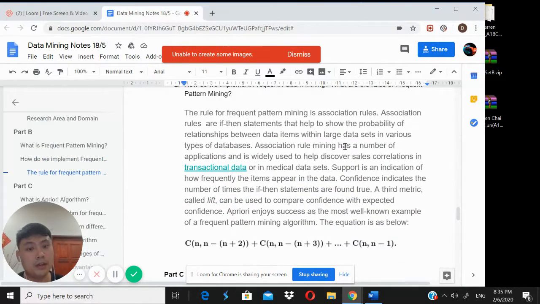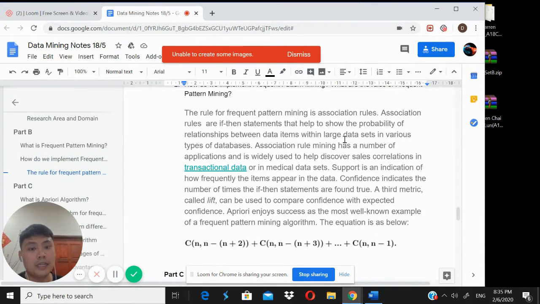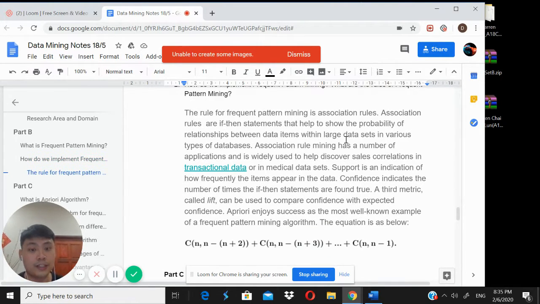So how do we implement frequent pattern mining? And what are the rules of frequent pattern mining? The rules for frequent pattern mining are association rules. Frequent pattern mining can be implemented in many ways. Mostly they implement it in the business industry and also for market survey and market analysis. So the rules they use are association rules. Here we go again. Association rules, as I have mentioned before, are the relationship between two data items within a large sample size.